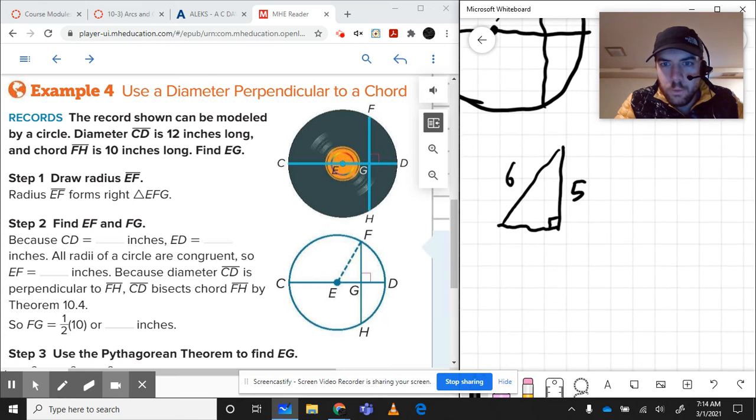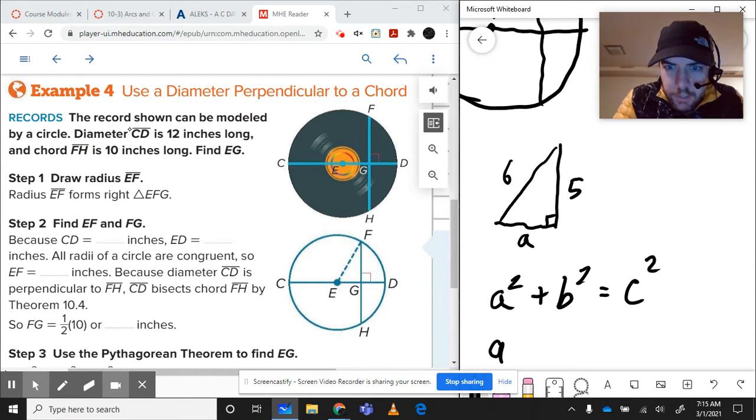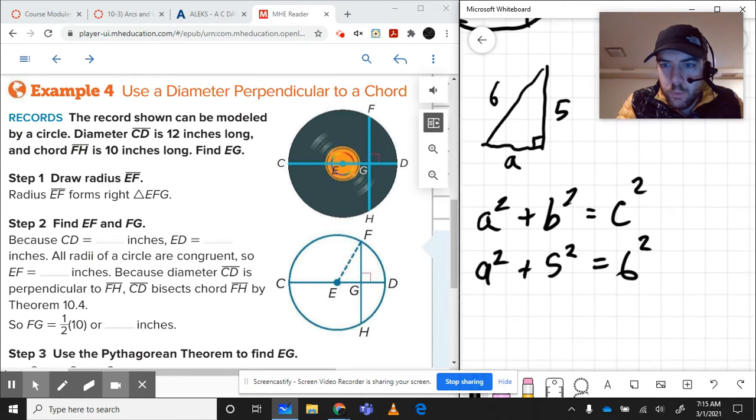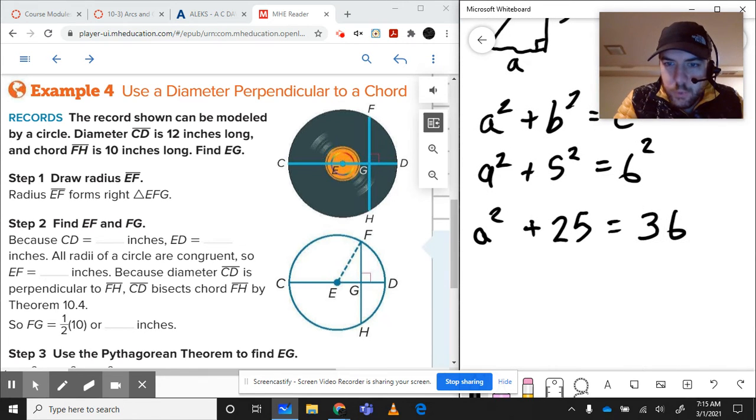Okay, so what do we have now? We have 6 and 5. So we want to do our Pythagorean theorem, a squared plus b squared equals c squared, where let's call this our a. So we'll have a squared, we'll have 5 squared, and always remember your longest side, your hypotenuse, is the c value. So we'll have 6 squared over here. So a squared plus 25, 5 times 5, equals 36, 6 times 6. At this stage, if we want to figure out what a squared is, we'll just take away 25 from both sides, leaving us with 11.